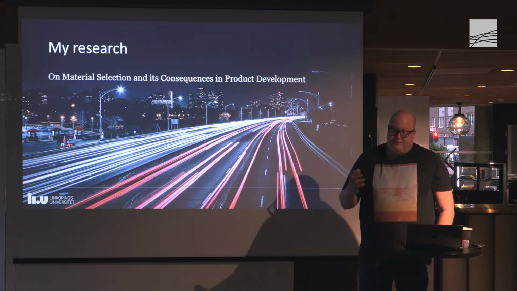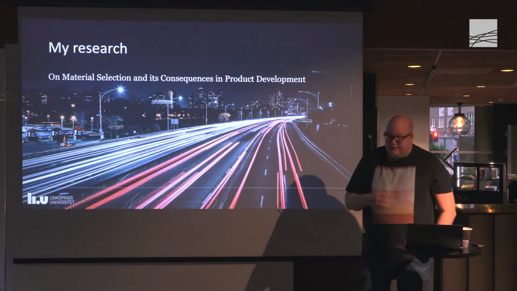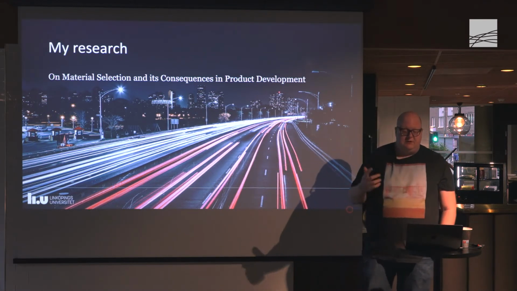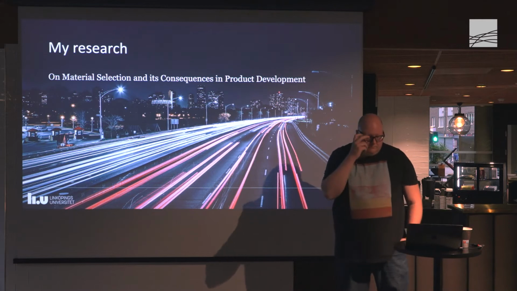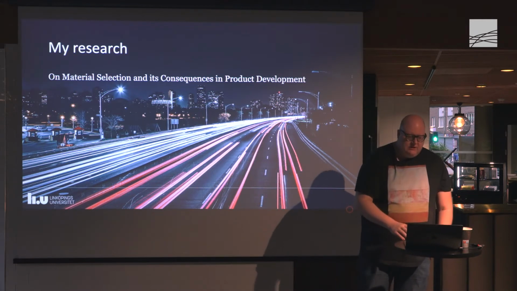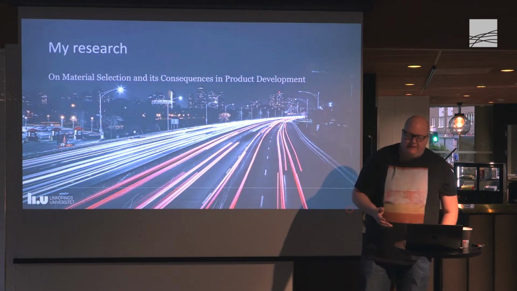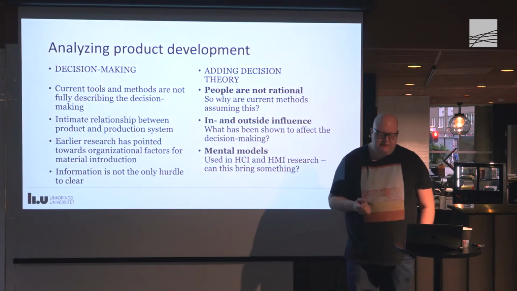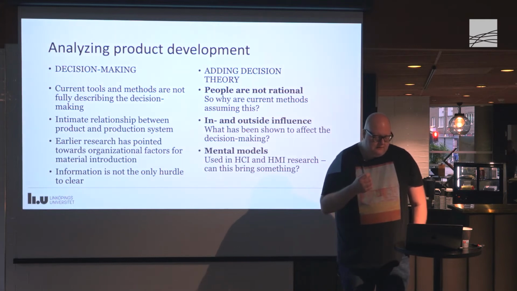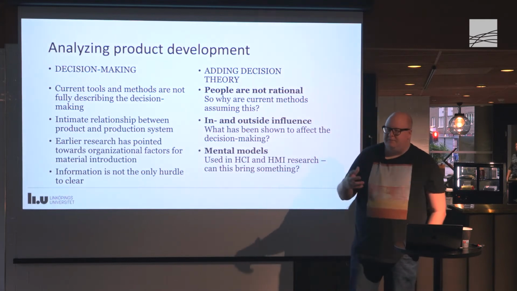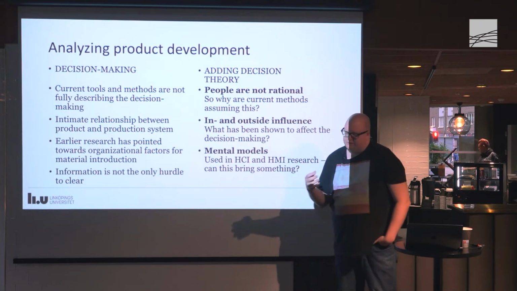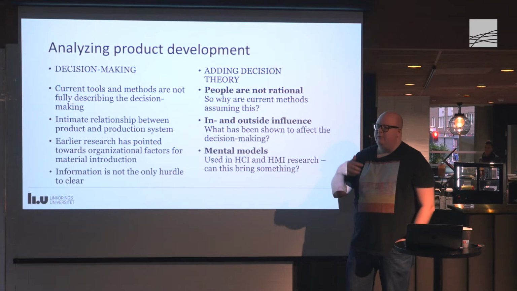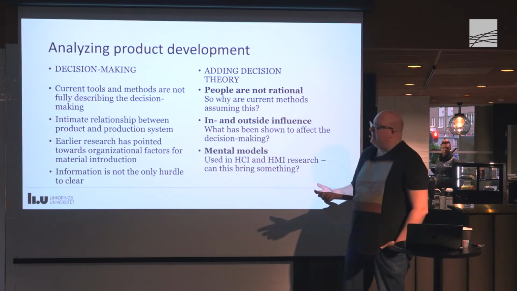So talking about the research I've done, as said, the thesis title was On Material Selection and Its Consequences in Product Development. What did I actually do? I analyzed product development a lot. I tried to observe projects, set up projects aiming at specific things, observe them and try to figure out, okay, what happened now, what decisions were made, and why were they made?